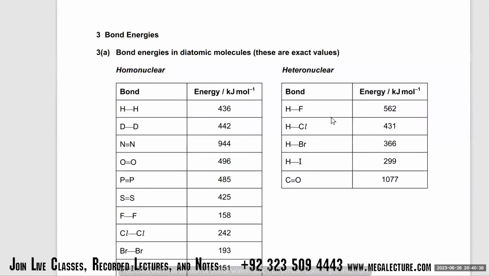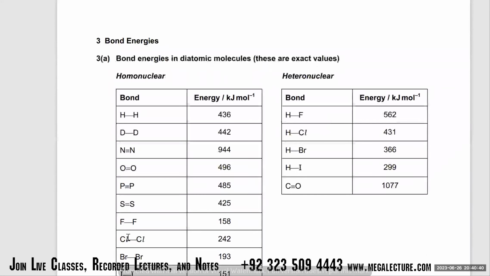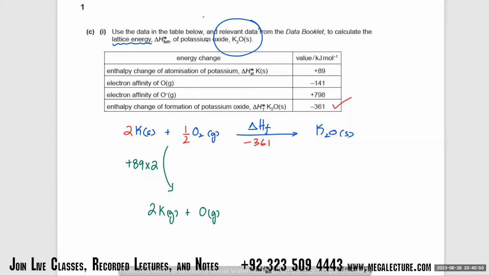In the data booklet, the oxygen-oxygen bond is given as 496. That's provided, so I'm going to use that. So breaking the oxygen-oxygen bond, that's 496, but divided by 2 because I'm not breaking 1 mole of oxygen bonds. I'm actually breaking half moles of oxygen bonds. So I'm going to divide that by 2.